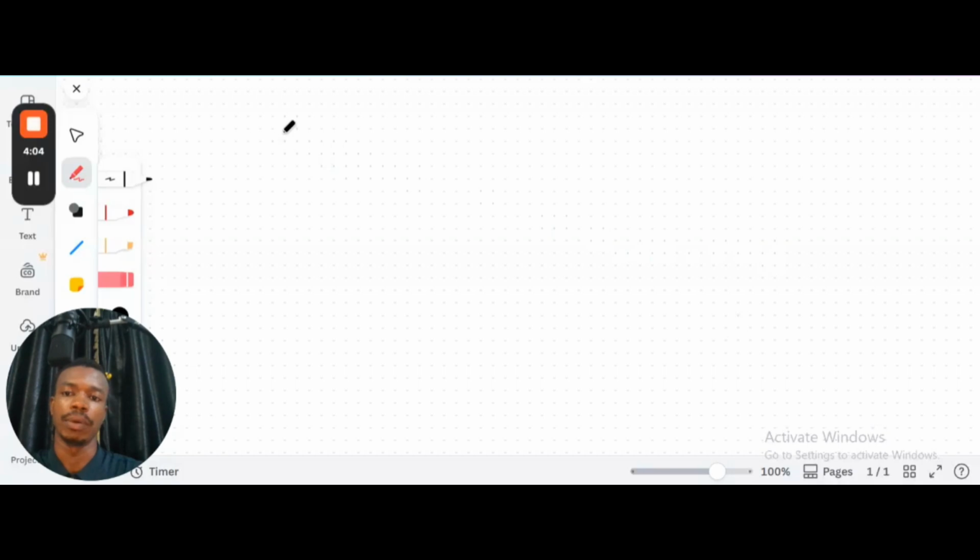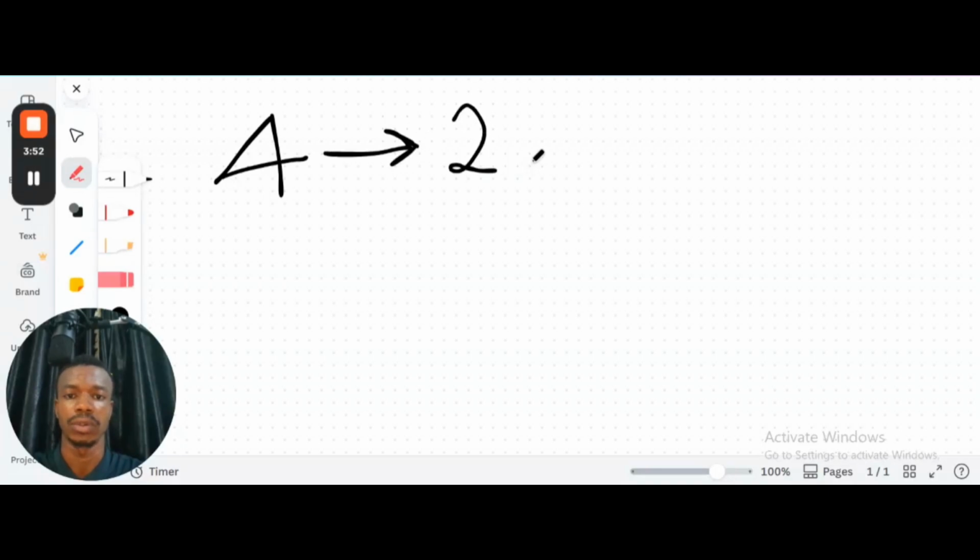Let's give an example. Let's look at the number 4. Now, you can separate 4 into two equal parts. You have 2, and you also have 2. Two twos make 4. This is an even number because 2 and 2 are equal parts without any remainder.